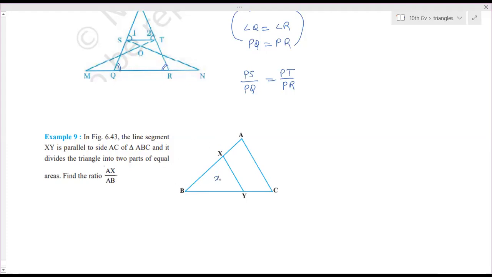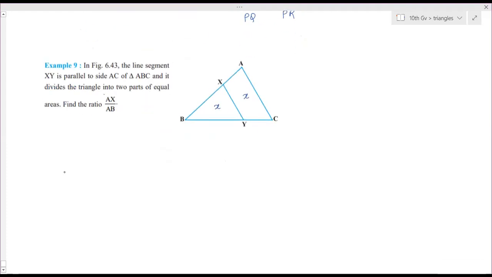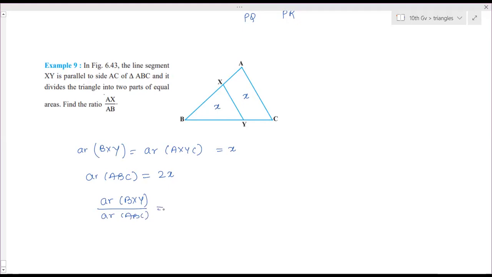Now they have told that this area and this area are equal. So area of BXY is equal to area of AXYC. Let that be x. So what is area of ABC? 2x. So area of BXY by area of ABC is equal to 1 by 2.